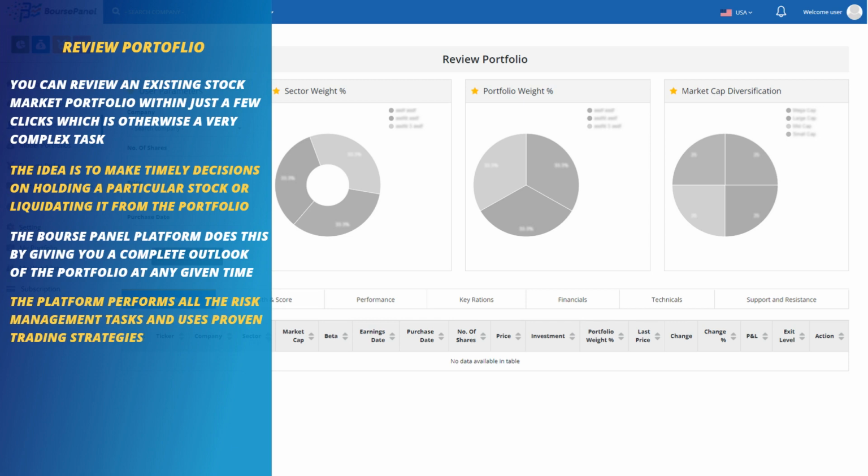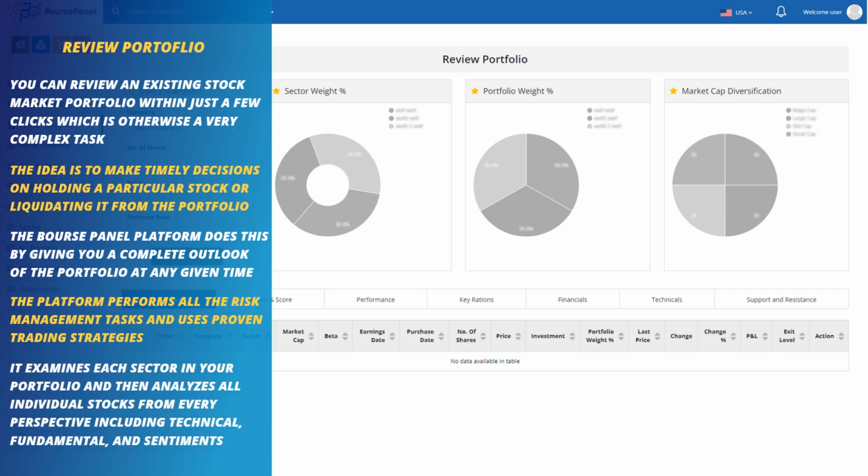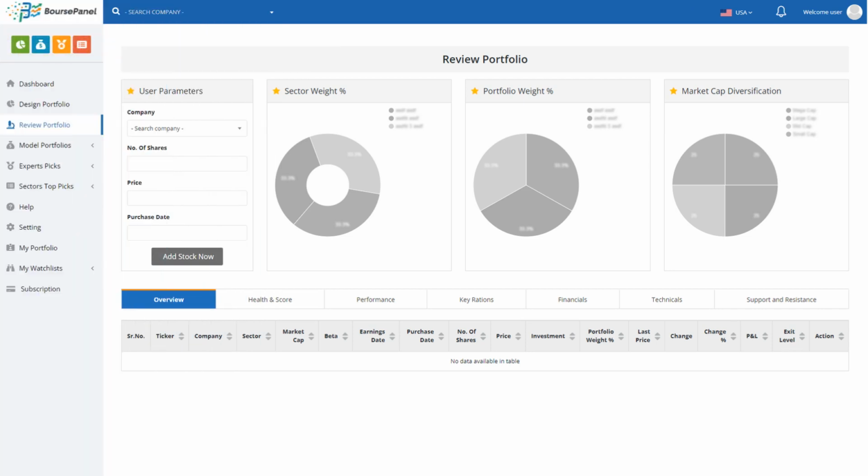The platform performs all the risk management tasks and uses proven trading strategies. It examines each sector in your portfolio and then analyzes all individual stocks from every perspective, including technical, fundamental, and sentiments. To review your existing stock market portfolio, you can select the stock you are holding from this drop-down menu.